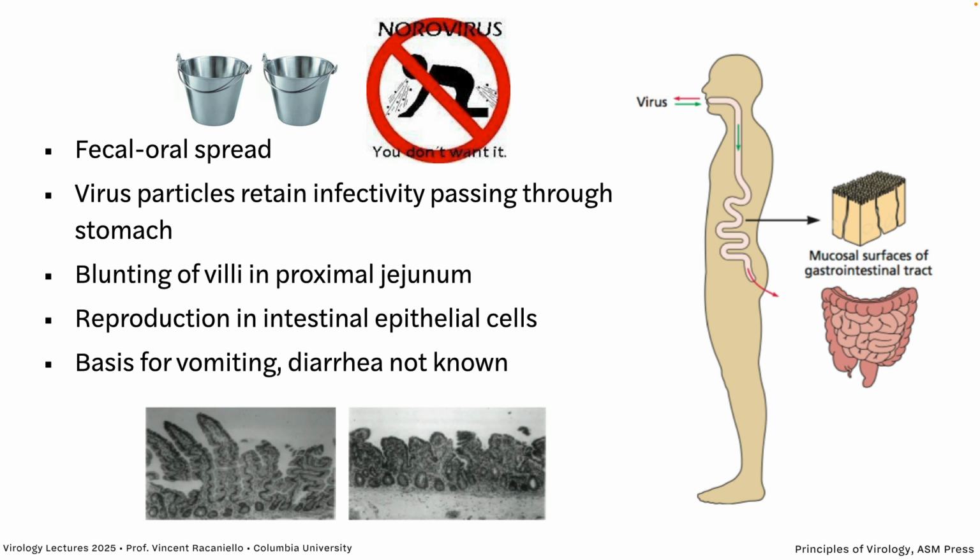Norovirus is what I call a two-bucket disease, because you're vomiting and you have diarrhea. You need two separate buckets, okay? Fecal-oral spread, as the virus retains infectivity as it passes through the stomach and the intestine. And the virus causes blunting of the villi. Here's the normal villi of the small intestine here. And after norovirus infection, they're blunted. Presumably this has some role in causing diarrhea, although we don't know the exact basis for vomiting and diarrhea. But obviously when you're vomiting and having a lot of diarrhea, you can easily contaminate other people.